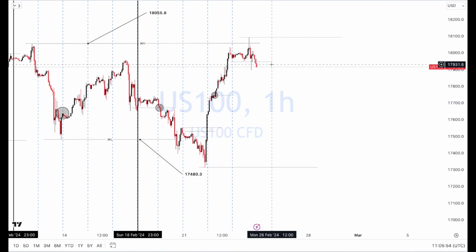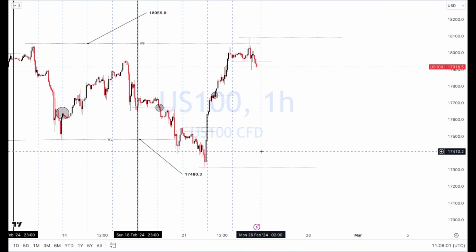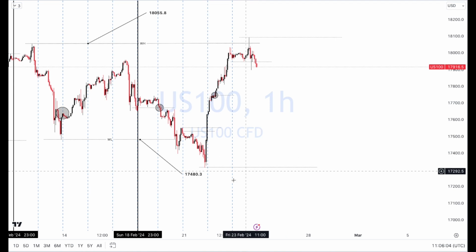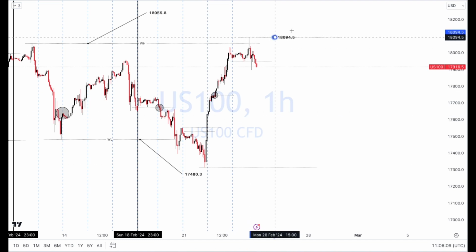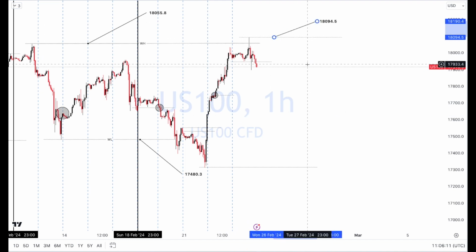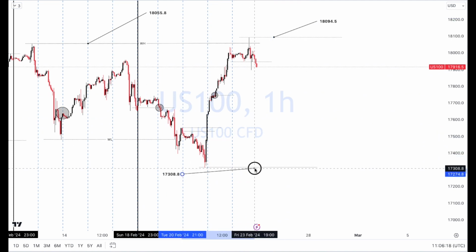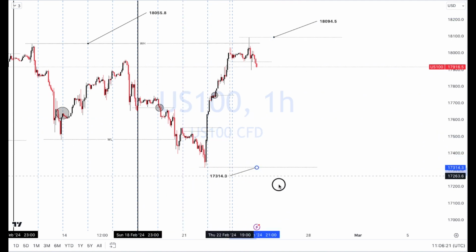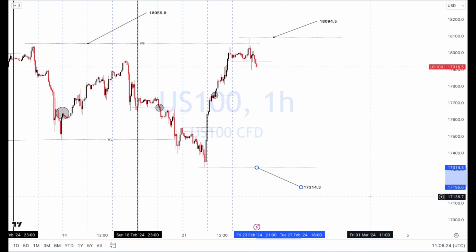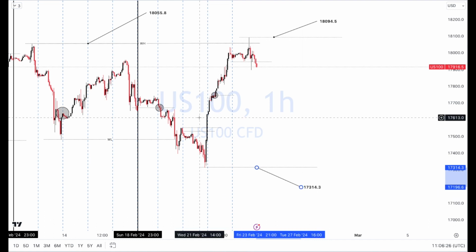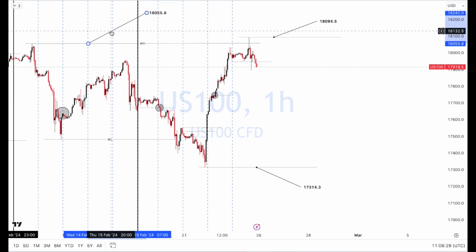So swiftly moving on. Next week, the moves that we'll be looking for, we'll be waiting to see if a weekly high or a weekly low is taken out. So I'm just going to draw little labels on here. So we have 18094.5, and then on the downside, just going to use this one, we have 17314.3, right? So these are the two levels that we want to see taken out.